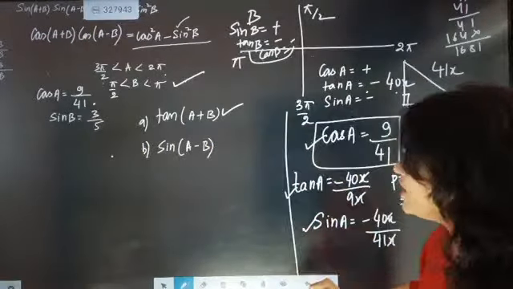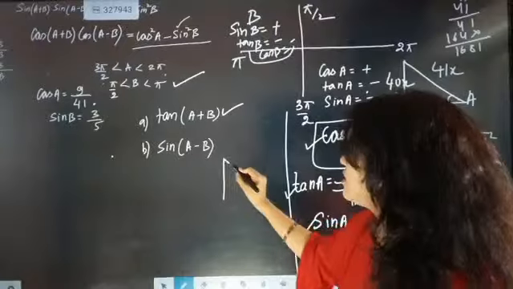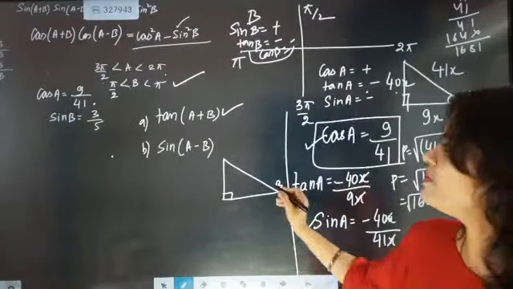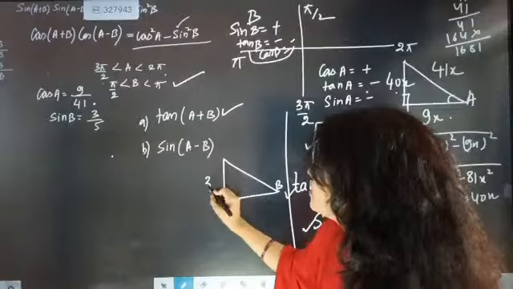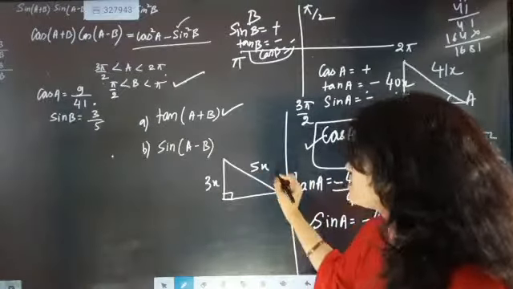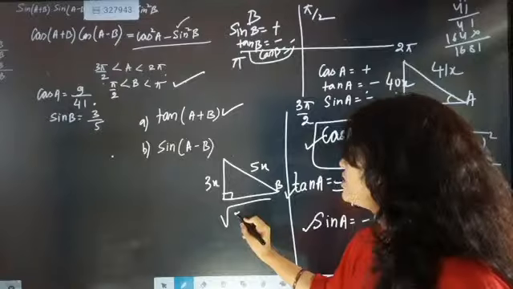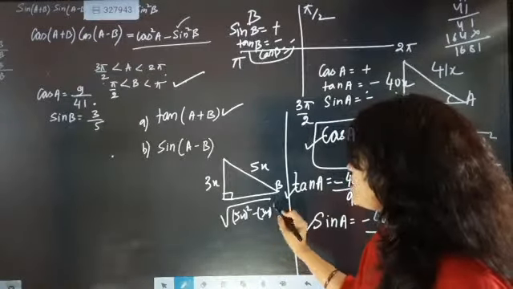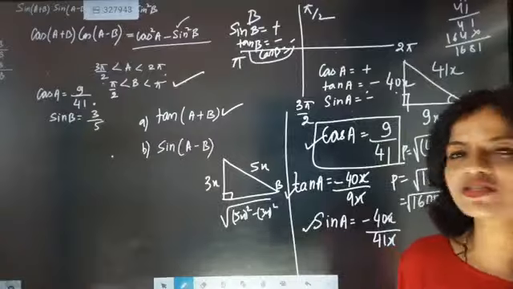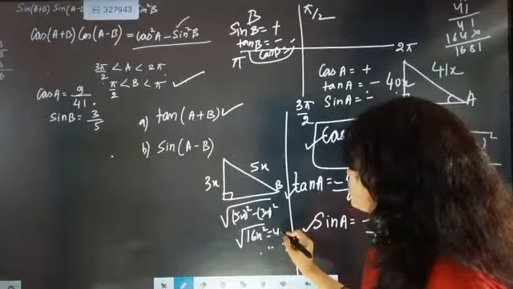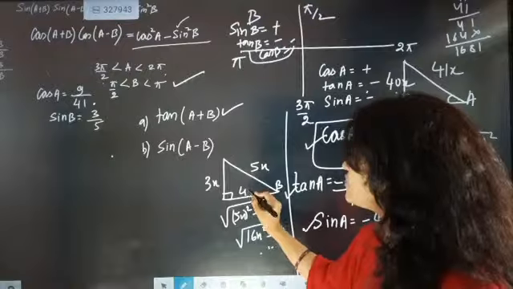Sin B is given as perpendicular 3x and hypotenuse 5x. So we have to find this side: 5x whole square minus 3x whole square, that is 25x square minus 9x square, which is 16x square. So it is coming as 4x. So this side is coming as 4x.